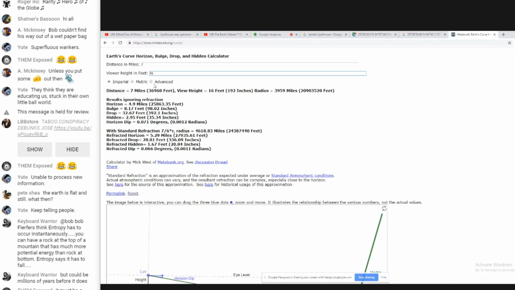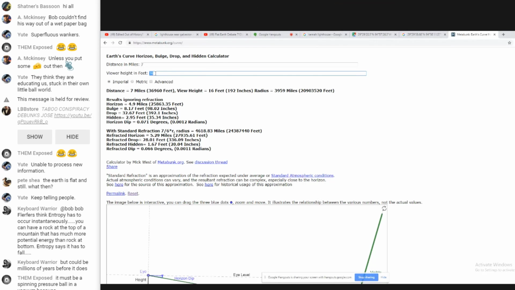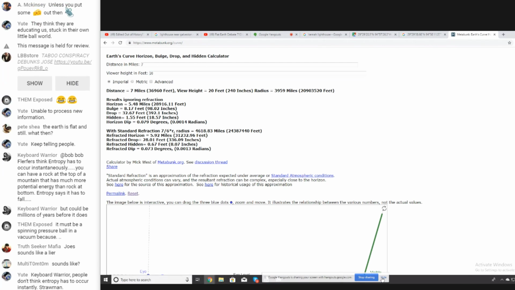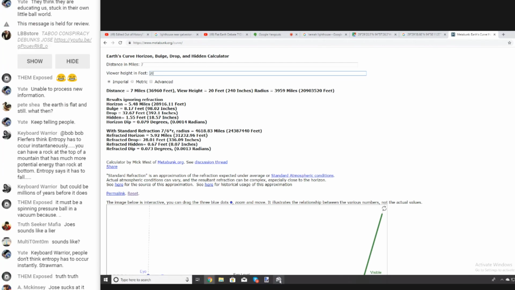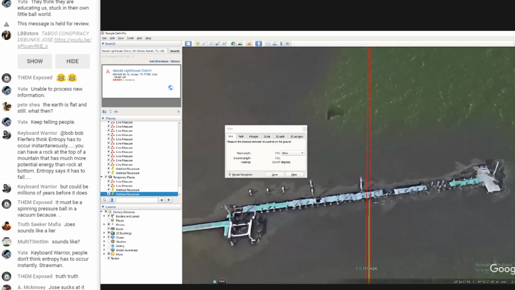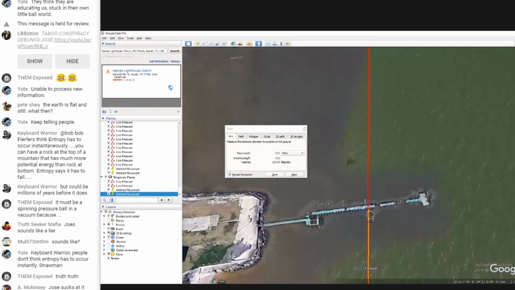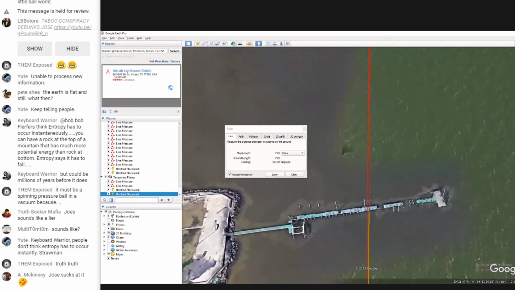Jose, I've put your viewer height as 16 feet. If I was to put your viewer height at 20, we're looking at something that's 7 miles away. Do you know what I'm trying to see that's 7 miles away in your direct line of sight? Well, you see this pier that comes out here, this jetty? It's only 7 miles away, yeah? Only 7 miles away now.